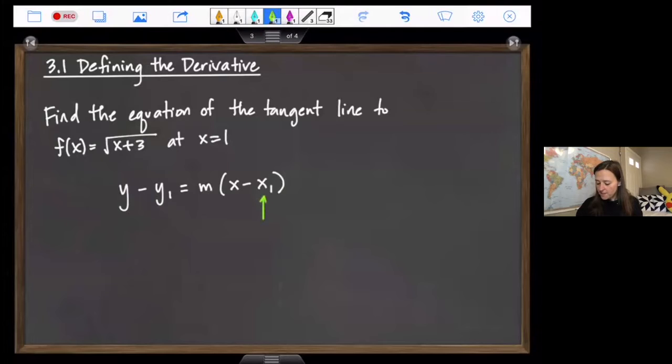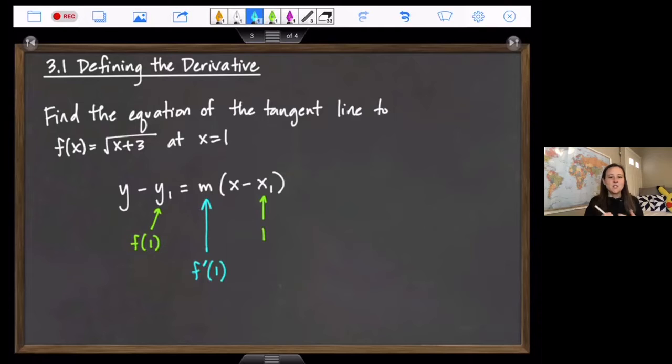This is going to be 1. We're going to have to figure out the values for m and y1. For y1, this is the y coordinate, so it's going to be f of 1. That's plain old algebra, just finding a y coordinate for a function. And the slope, we already did the hard work for that. Because it's the slope of a tangent line, it's going to be the derivative, f prime of 1.